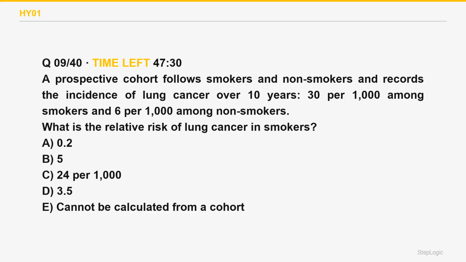What is the relative risk of lung cancer in smokers? A prospective cohort follows smokers and non-smokers and records the incidence of lung cancer over 10 years: 30 per 1,000 among smokers and 6 per 1,000 among non-smokers.